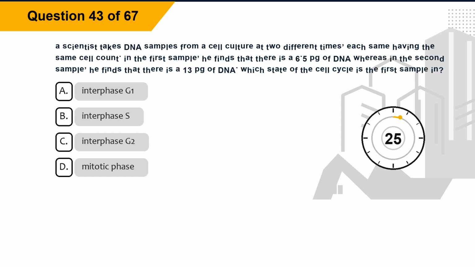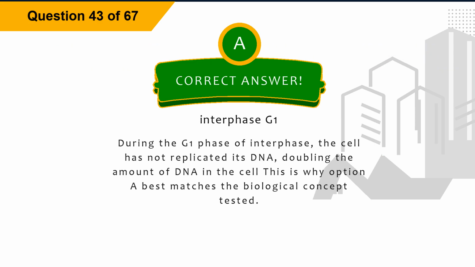Question 43. A scientist takes DNA samples from a cell culture at two different times, each having the same cell count. In the first sample, he finds that there is 6.5 pg of DNA, whereas in the second sample, he finds that there is 13 pg of DNA. Which stage of the cell cycle is the first sample in? Option A, interphase G1. Option B, interphase S. Option C, interphase G2. Option D, mitotic phase. The correct answer is option A, interphase G1. Explanation. During the G1 phase of interphase, the cell has not yet replicated its DNA, doubling the amount of DNA in the cell. This is why option A best matches the biological concept tested.